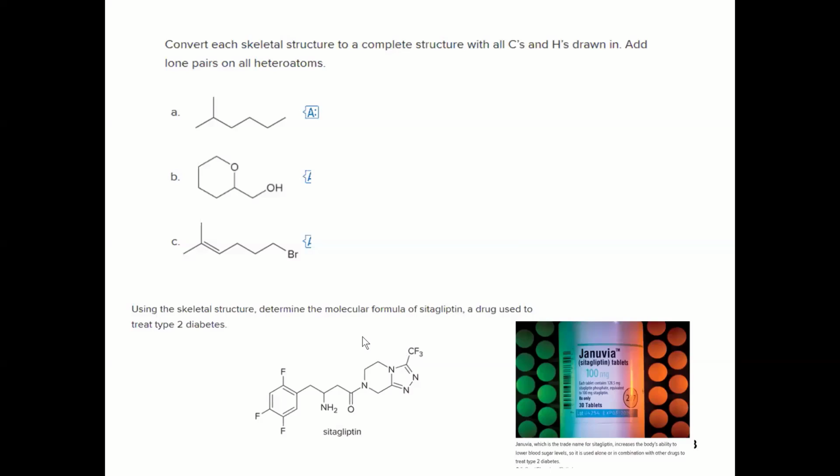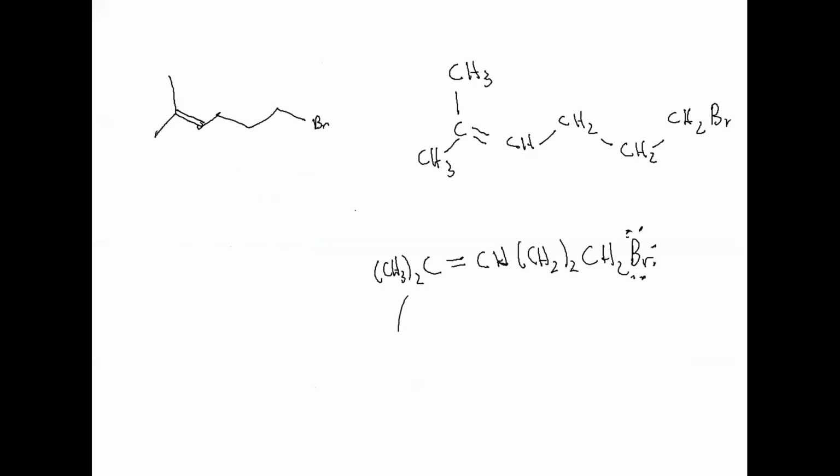Okay, so now we're going to use the skeletal structure to determine the molecular formula of sitagliptin, a drug used to treat type 2 diabetes. So let's redraw the formula on the whiteboard. Okay. So the structure of sitagliptin is like this.